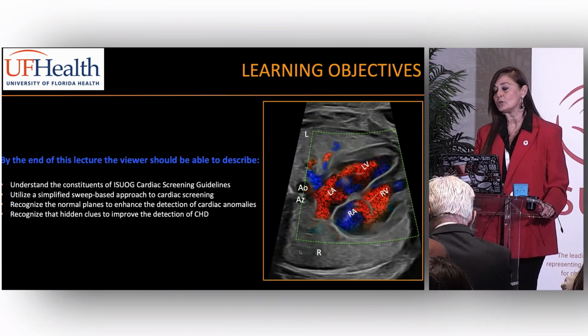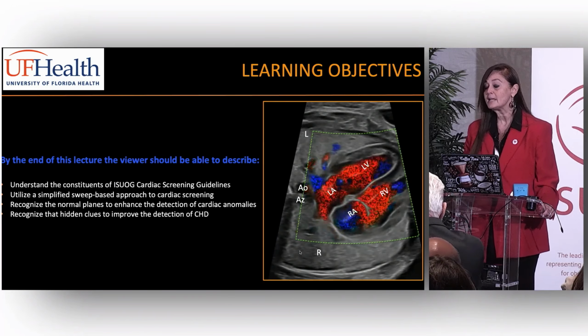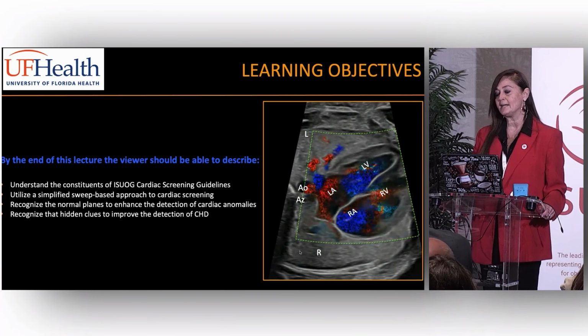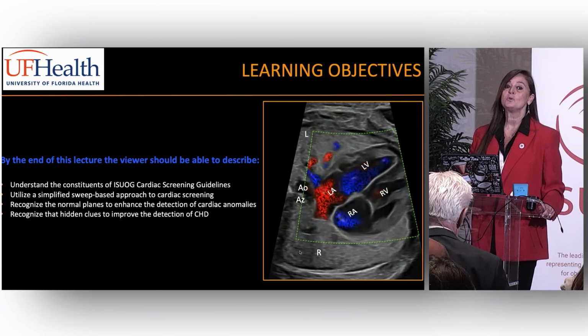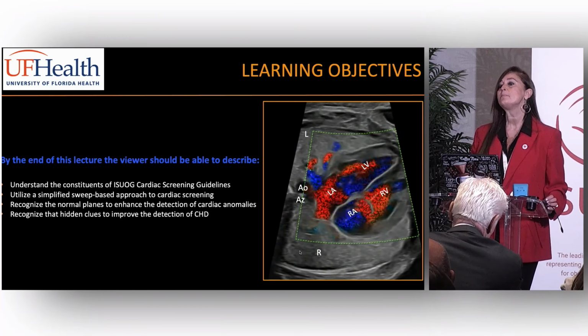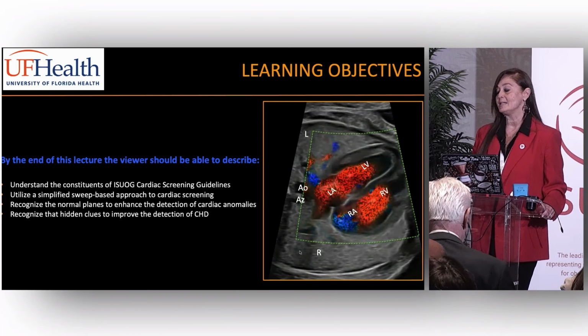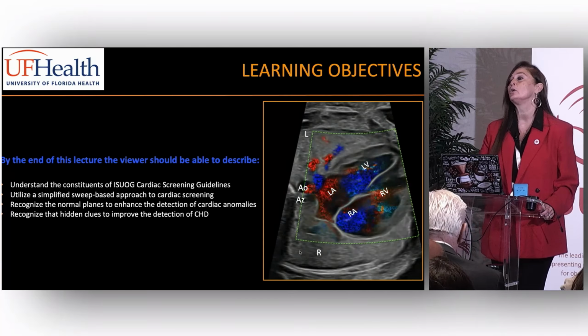And over the next 30 minutes, what I hope to cover is first, the constituents of the ISUOG cardiac screening guidelines. How can we utilize a simplified sweep-based approach to accomplish this? How to recognize the normal planes and the hidden clues within.